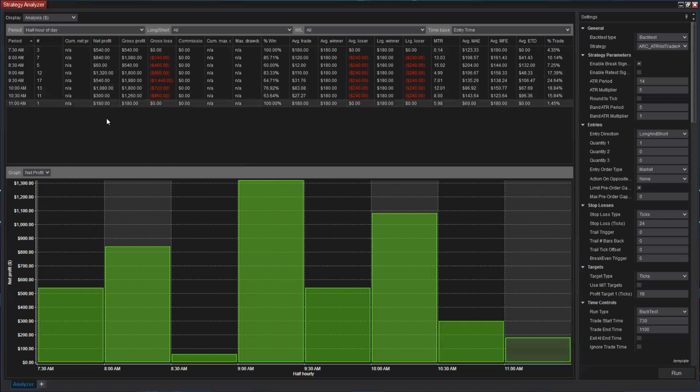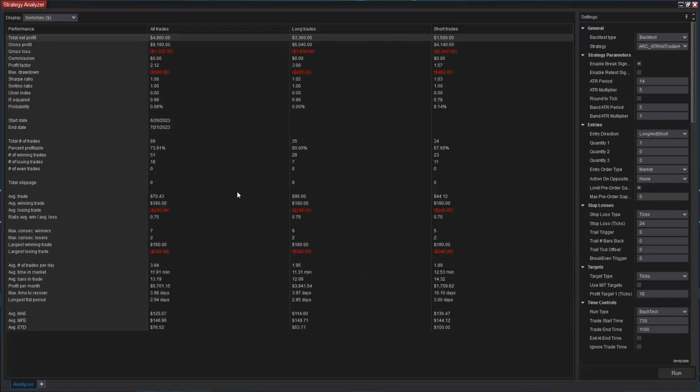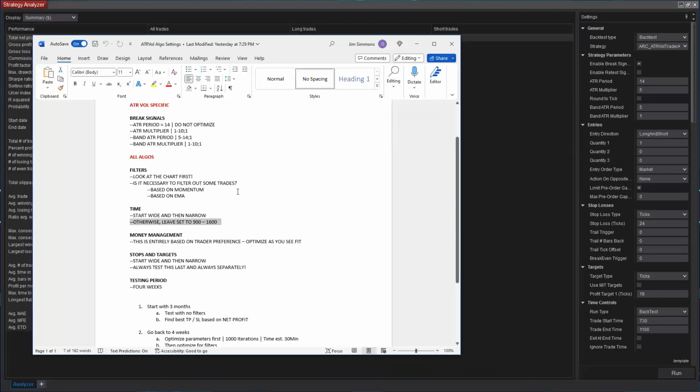This one is set 7:30 to 11. Looks good. Is any of these times like a sore thumb? Like if the first two are negative all the time, then obviously we have our answer. You start at 8:30. Okay. So always start wide and then narrow it down, because it's better to have the data and know what works and then filter it down.